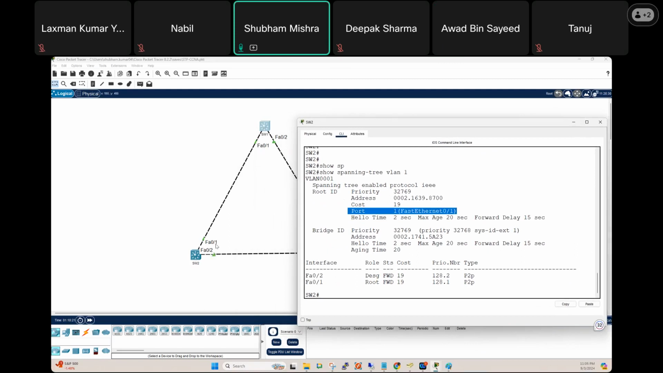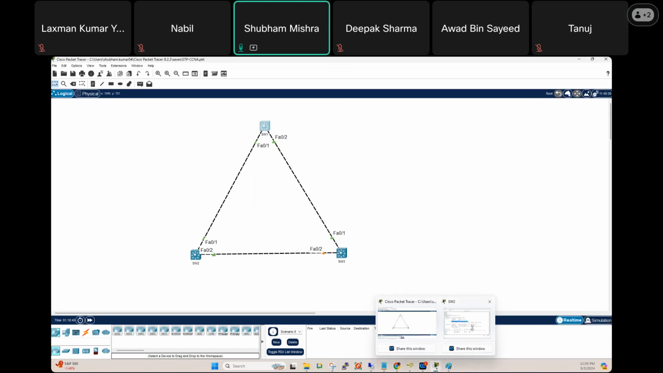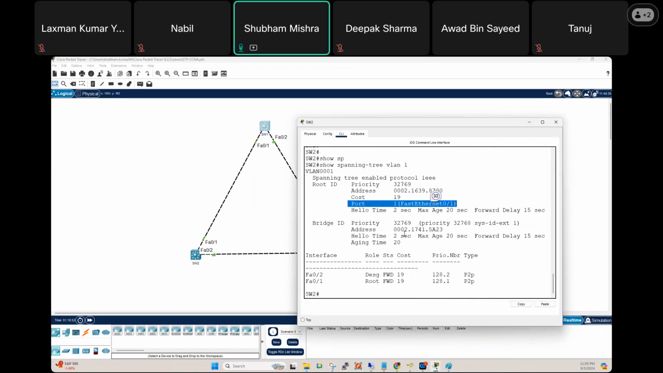But what is the best path? Why 0/1? Because the cost is lower. When this switch reaches the root bridge through this interface, the total cost will be 19 plus 19, total 38. But when this switch reaches the root bridge through this link, the cost will be 19. So this path is better. That's the reason the port is 0/1. This is the best port or best path.